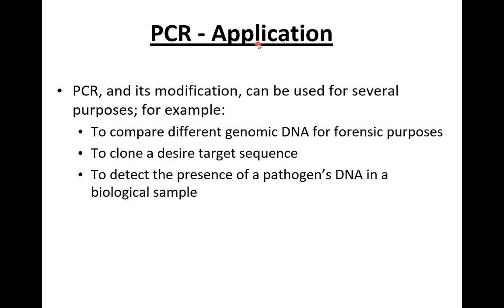Now it can be used also to detect the presence of pathogens in biological samples. For example, in the lab that you'll be doing, a PCR on this gene called the UIDA gene from E. coli. That's a technique that is commonly used to detect the presence of E. coli in a sample, for example in meat.